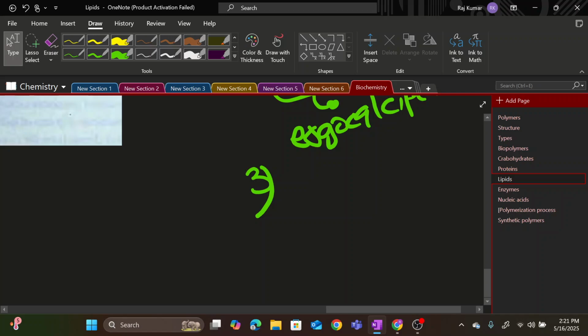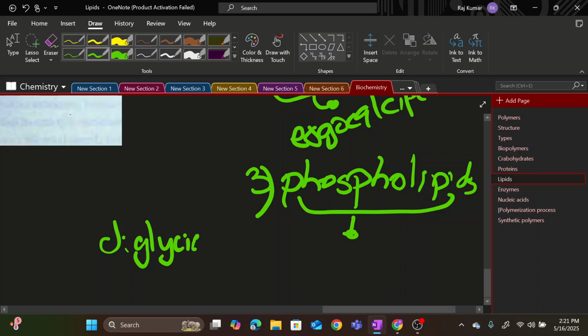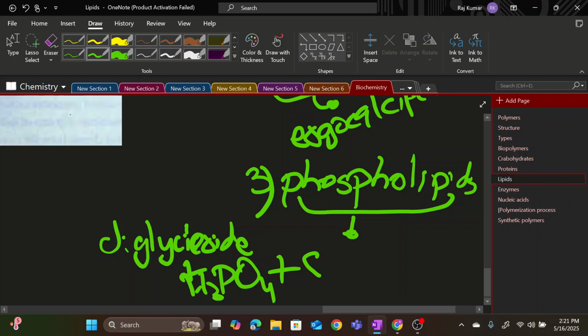And now we have phospholipids. Phospholipids are an essential component of the human body and of the cell membrane. The cell membrane is made up of phospholipids, and in terms of structure, it has a glycerol backbone, a diglyceride, with an attached phosphate group, attached to a nitrogenous base, choline.